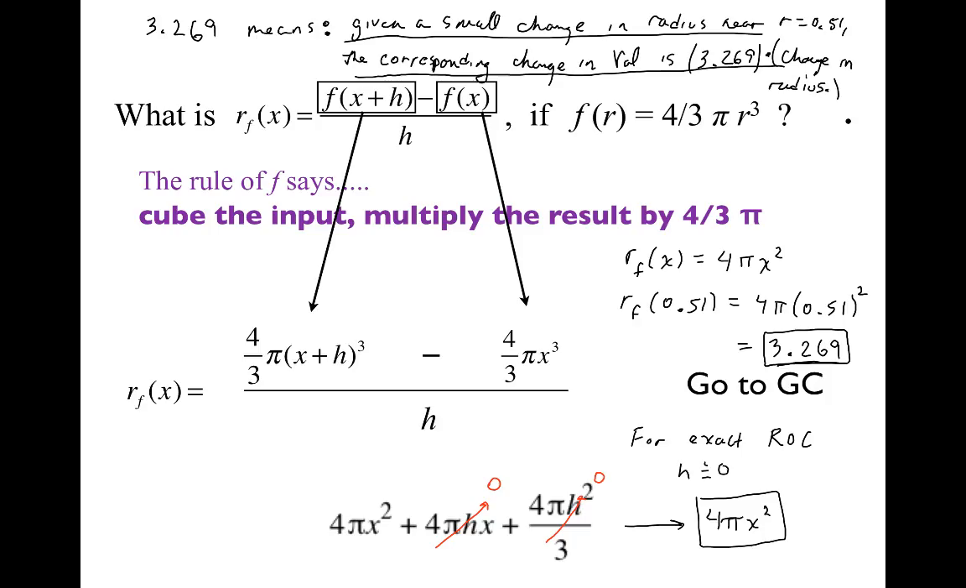So that was how we made meaning of a rate of change: dy equals m dx. But given any small change in radius, now we have to put this condition on it that it's a small change near 0.51. Why? Because that rate of change is continually changing. But given a small change in radius near 0.51, the corresponding change in volume is 3.269 times that change in radius. We worked hard on that, and we got it. Good.